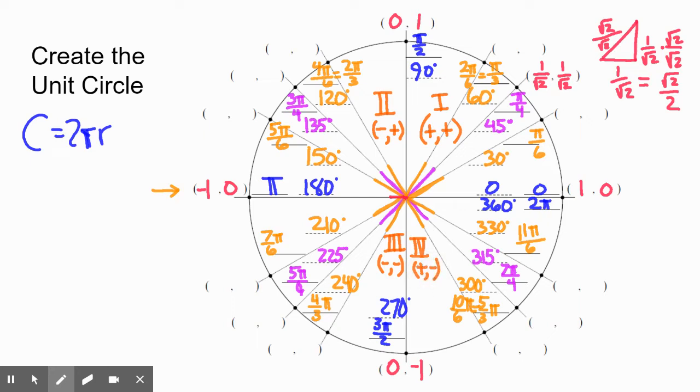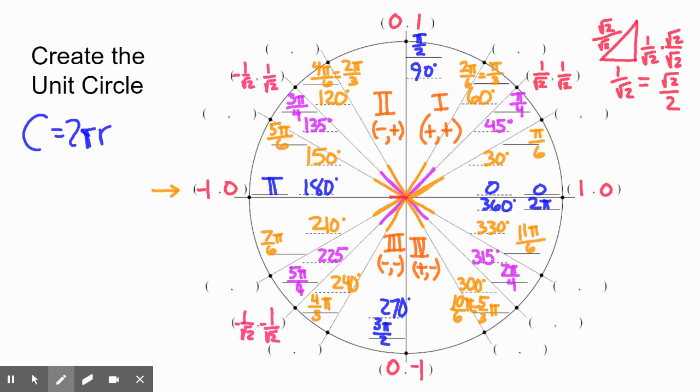So we can go back, and we can take that 45, and we can say, okay, well, it's 1 over square root of 2, 1 over square root of 2. All we have to do is change the signs, right? So let's do that. In quadrant 2, it's going to be negative 1 over square root of 2, and then 1 over square root of 2. In quadrant 3, it's going to be negative 1 over square root of 2, negative 1 over square root of 2.